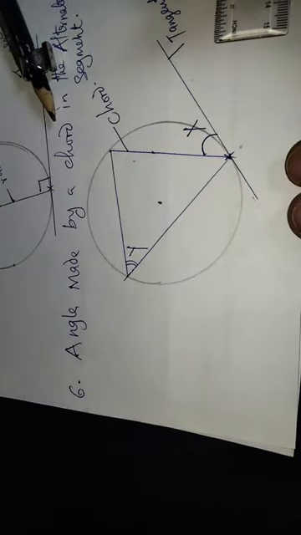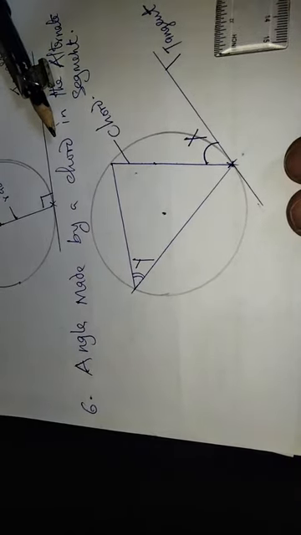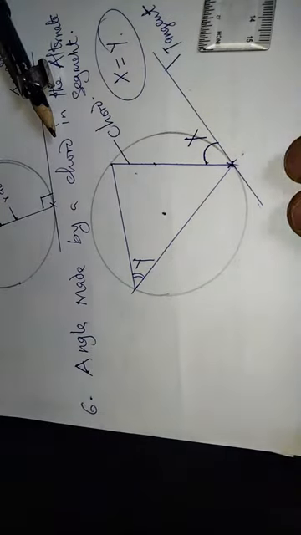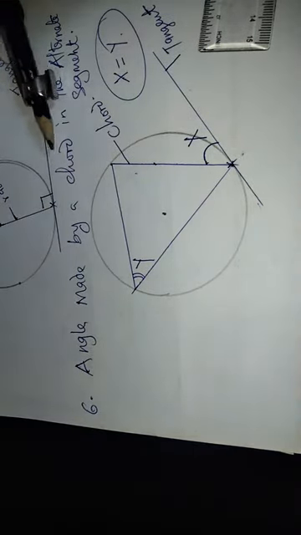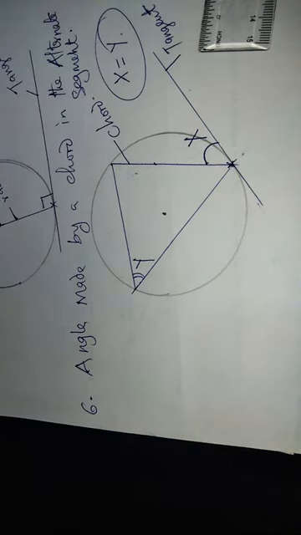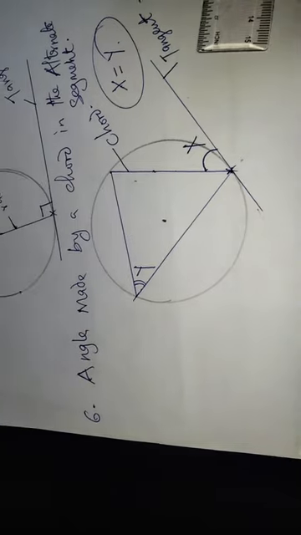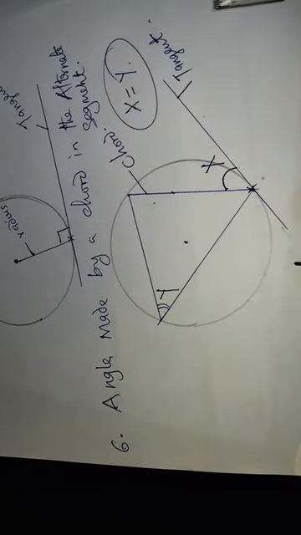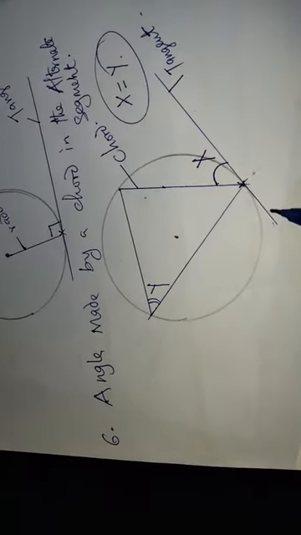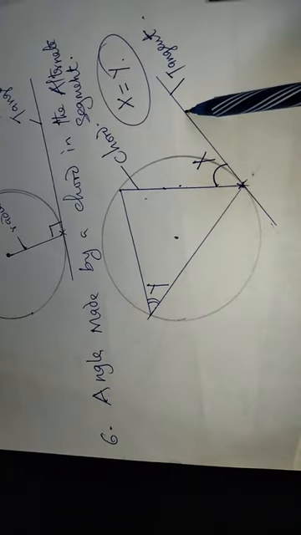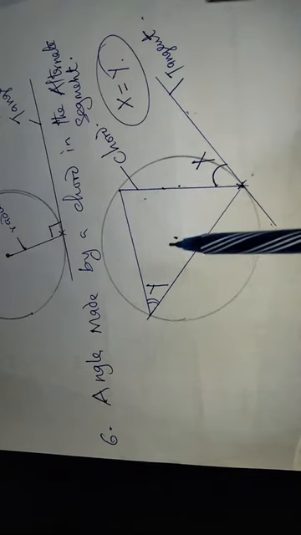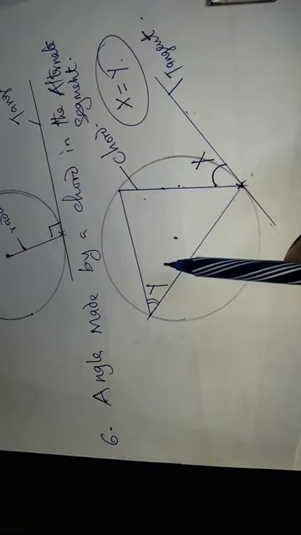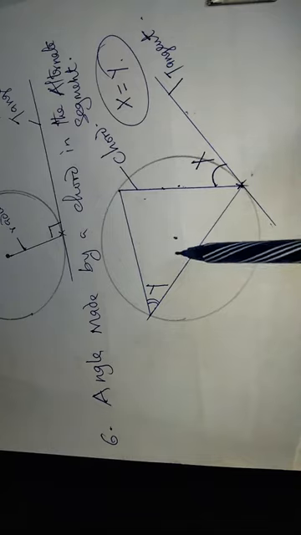Then numerically, if you measure these two angles, you will discover that the angle X is usually equivalent to the angle Y. And this can lead us into concluding that the angle made by a chord and a tangent is equal to the angle produced by the same chord in the alternate segment. Kindly save my words. I'm saying angles made by a chord and a tangent are equal to the angles produced by the same chord in the alternate segment. Any of these can be provided so that you may find the other.